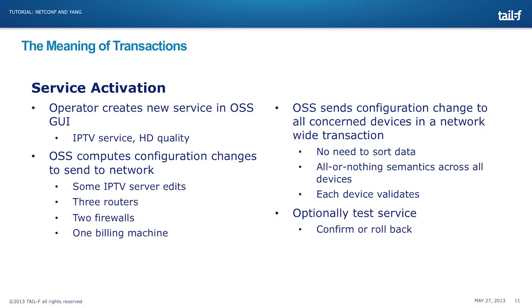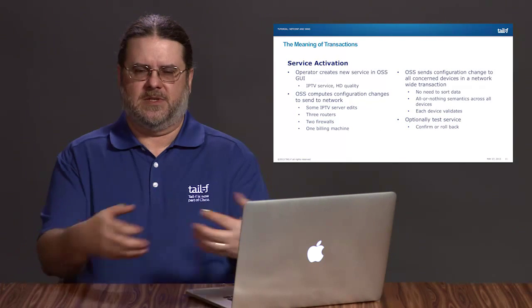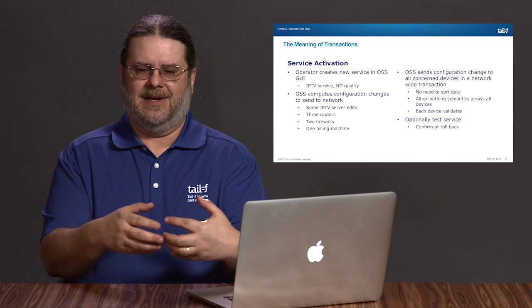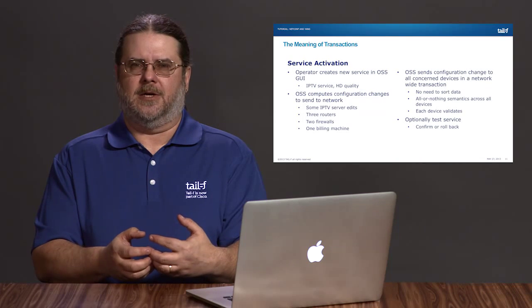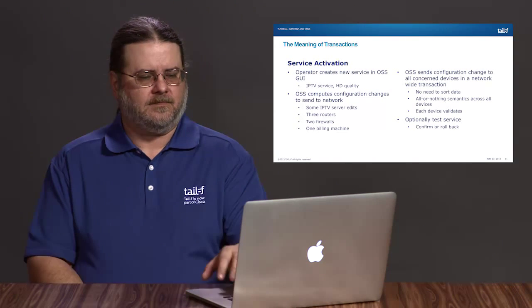We'll test the service and everything is fine. If there is an issue, since we're transactional, it's easy to roll that back. When we get to the NetConf tutorial and talk about operations such as confirmed commit, you'll see why this makes it very easy to deploy a config on the network for a service, test that it's working, and if it isn't, very easily roll our network back to our starting point.